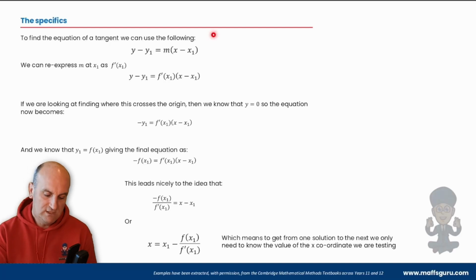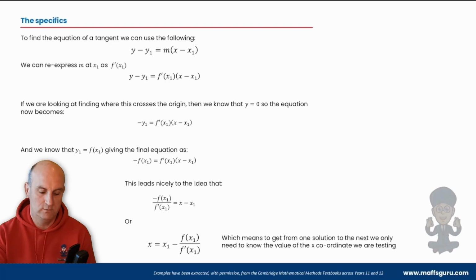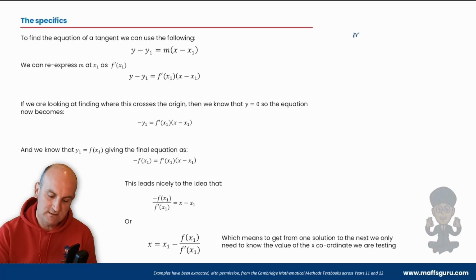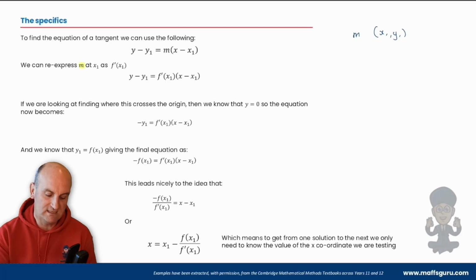Step number one: we know generically the equation of a straight line, my favorite one in fact, is y minus y1 equals m times (x minus x1). That presupposes you've got a gradient and a coordinate, x1 and y1. Now we can re-express the gradient m at point x1 as f dashed of x1, because whenever we are finding the gradient of a tangent at a point, we are using that point. So I'm going to replace m with f dashed of x1.